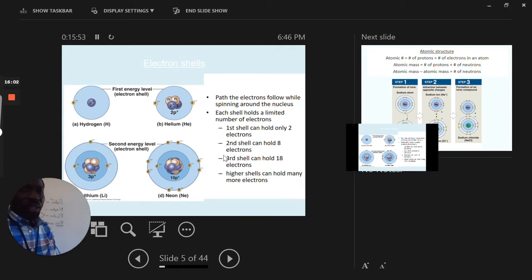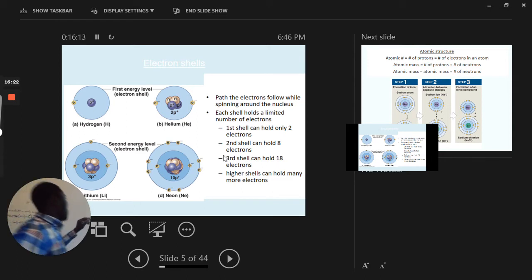Now look at this. The first image there shows you hydrogen. The second image there shows you helium. The third shows you lithium. The fourth shows you neon. Hydrogen has, what is the atomic number of hydrogen? It is 1. This is hydrogen. The atomic number is 1. The mass number is 1. Helium, the atomic number is 2. The mass number is 4. Now, so it continues that way.